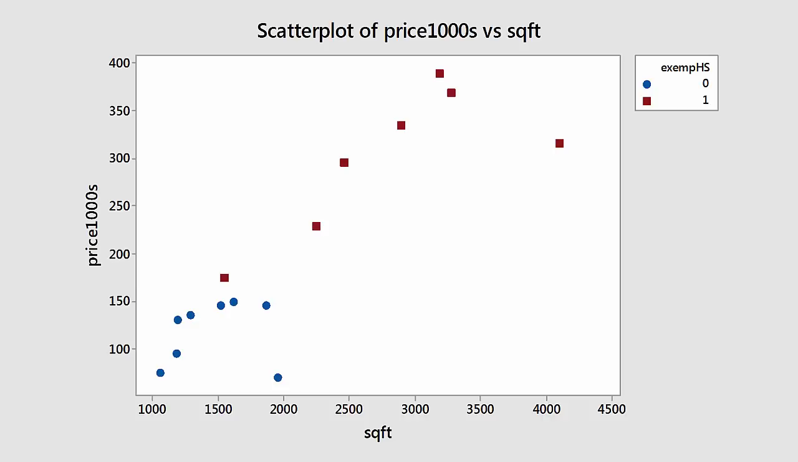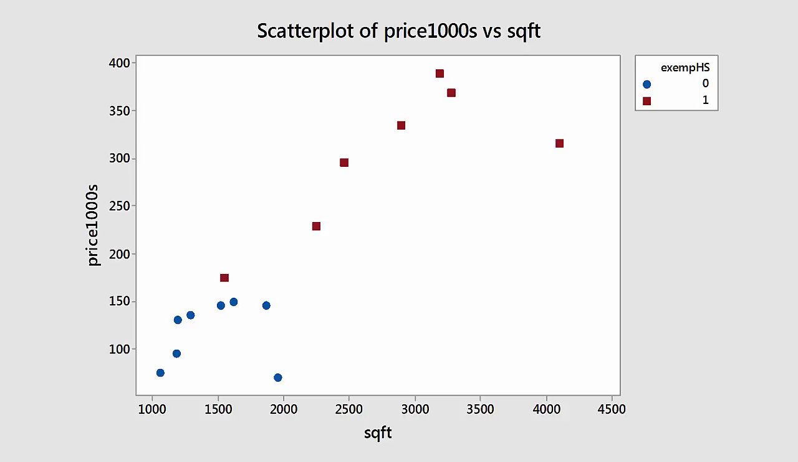Now the red squares show us that those homes are in districts where the high school is exemplary, they're larger homes, and therefore they are higher priced. So we can see a definite pattern here. You can look at it two ways. We can look at the two groups individually, but if you sort of squint your eyes and look at the data points as a group, we can see that there seems to be a definite pattern here.